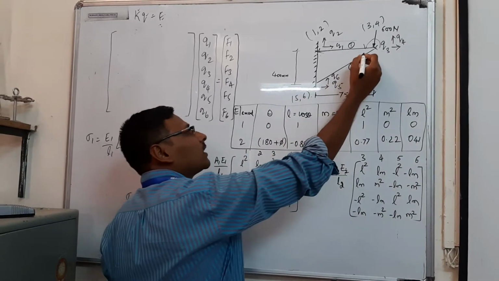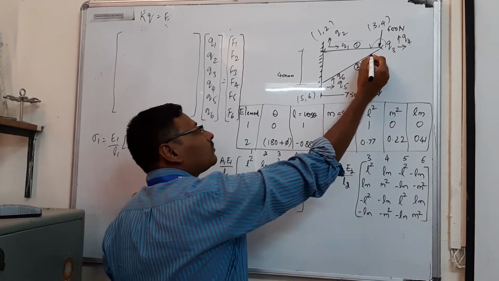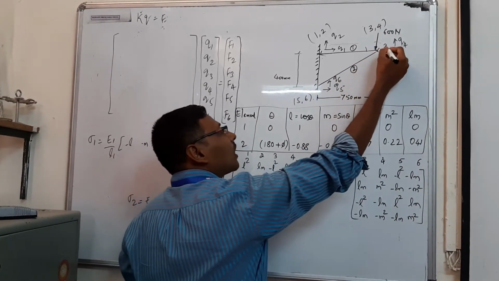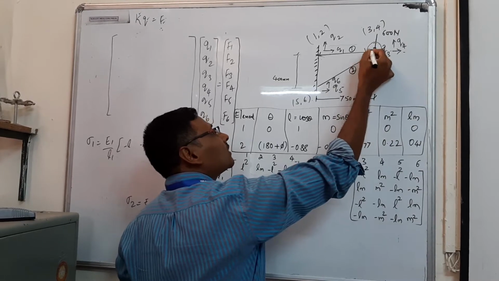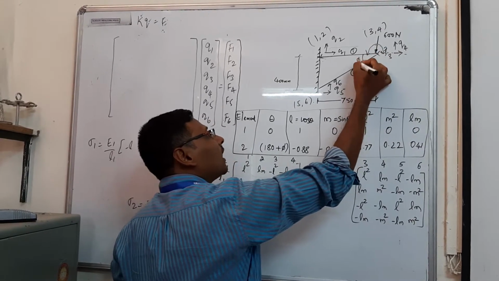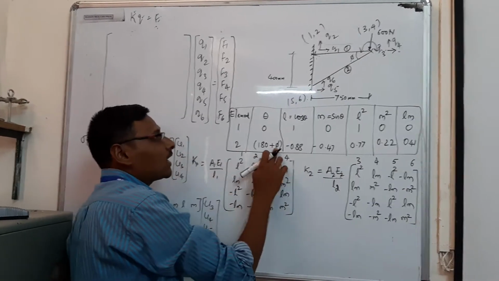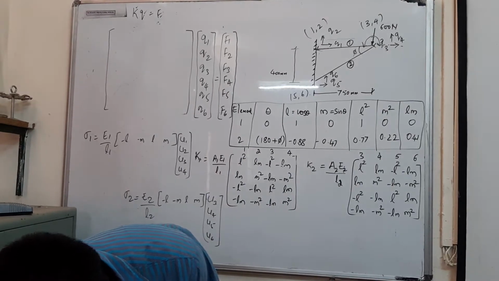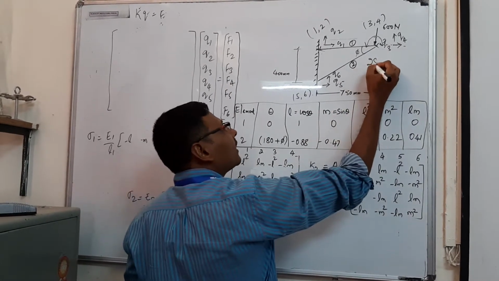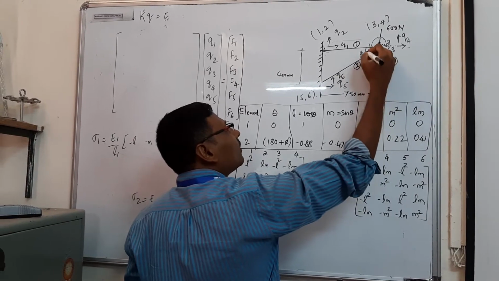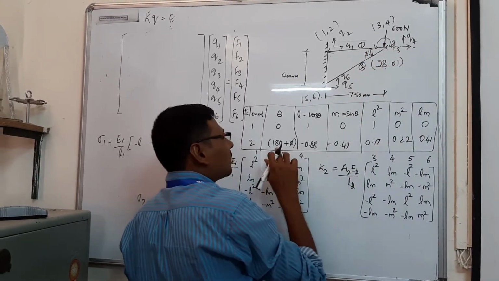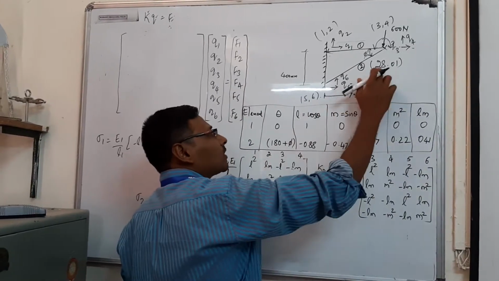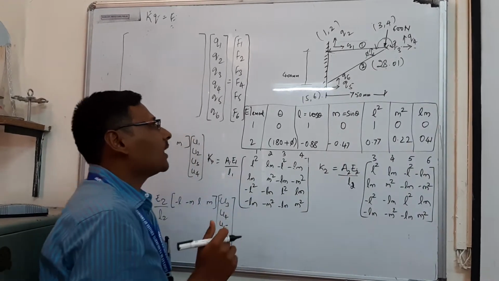Now let us calculate theta with respect to the second element. This will be calculated with respect to the horizontal position. Here, this is going to become 180 plus this angle, that is phi. This angle is around 28.01 degrees, as given. So theta will become 180 plus 28, nearly around 208 degrees.